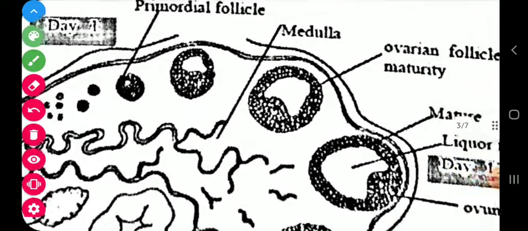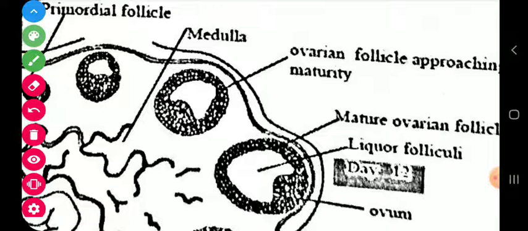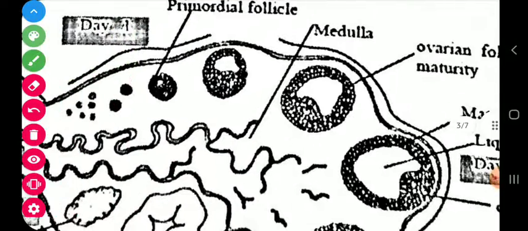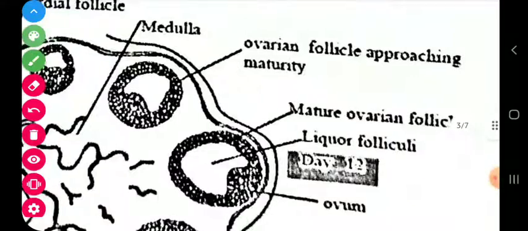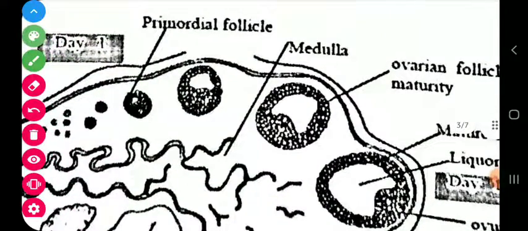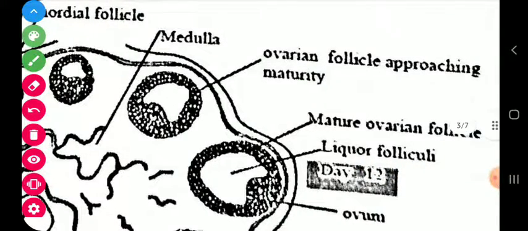We have the ovarian follicle approaching maturity. So this ovarian follicle is on the verge of approaching maturity. The medulla and the ovarian follicle approaching maturity. Observe the structures carefully. The primordial follicle again. The ovarian follicle approaching maturity. Now we come and meet a large structure, the mature ovarian follicle, and inside that we have liquor folliculi. We have the ovum.